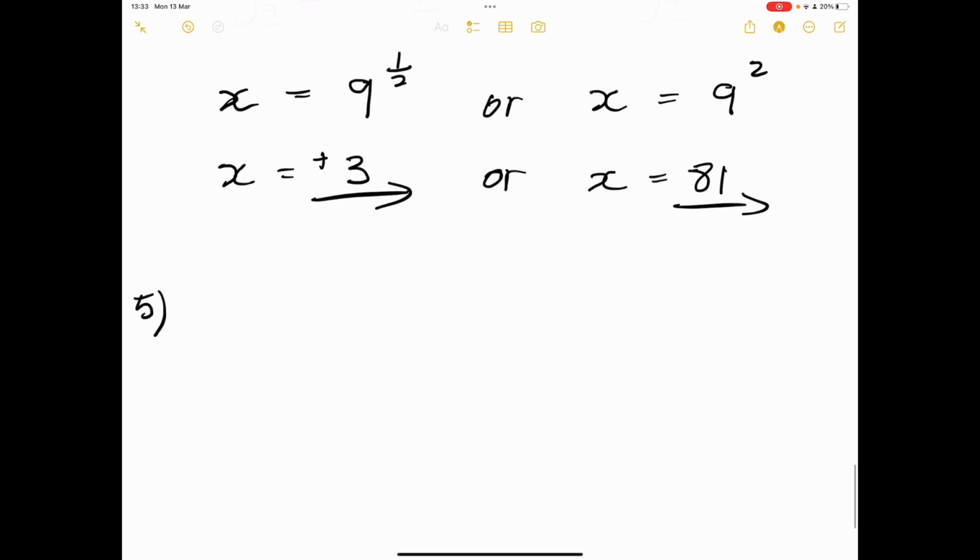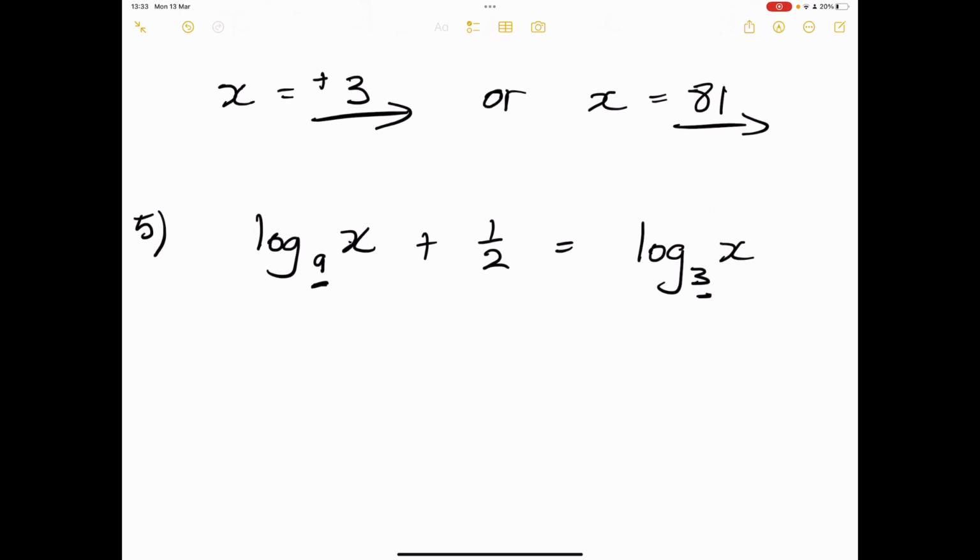Right, please just try it out on your own and see how far you get with it. Plus 1 over 2 is equal to the log base 3 of x. Now, we're going to do quite a number of gymnastics there, because, can you see, we don't have bases that are the same, but we need to get them to be the same, right?